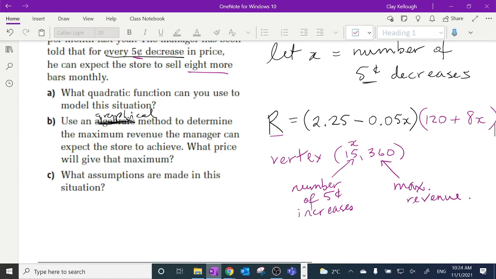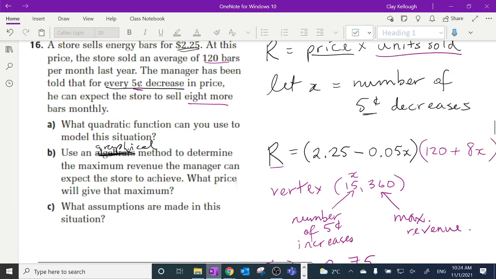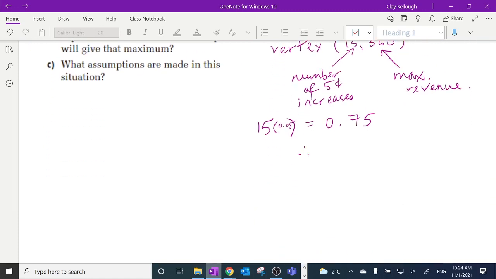So if I want to set the price, so 15 times 5 is equal to 75 cents, right? I should say 15 times 0.05 is 75 cents. So the original price was $2.25 plus 75. Oh, sorry, minus. You're right. I'm sorry. You're right. Minus. We're decreasing the price. Thank you. So $2.25 minus 0.75, because we're decreasing that much, is actually, let's see, what would that be? Take away 25 and you're at $2, take away, so it's $1.50?